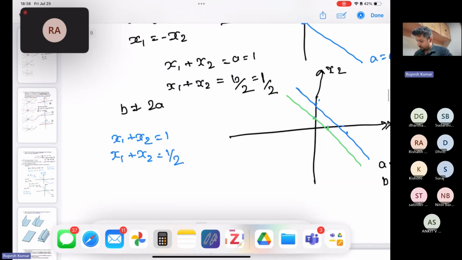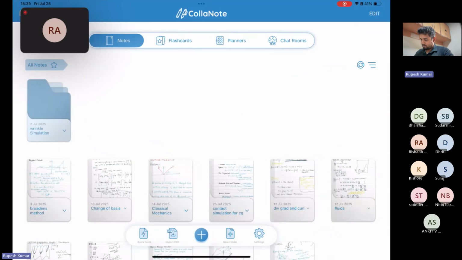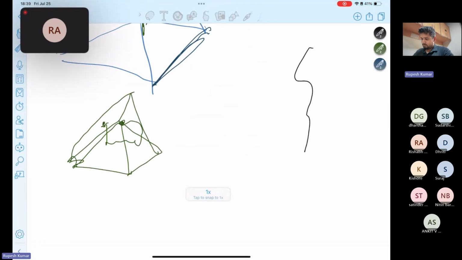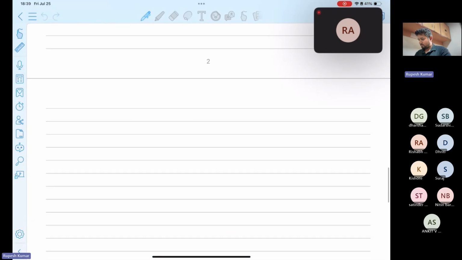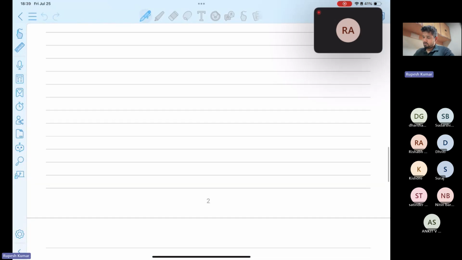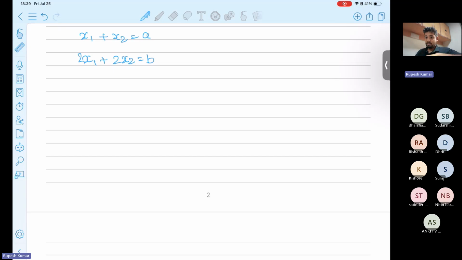So let me open this full screen, open up my rough notes. Fine. So let's try to do this using matrices. The question was x1 plus x2 equals A, and then 2x1 plus 2x2 equals B. And you want to approach this problem through linear algebra, through matrices basically, right?